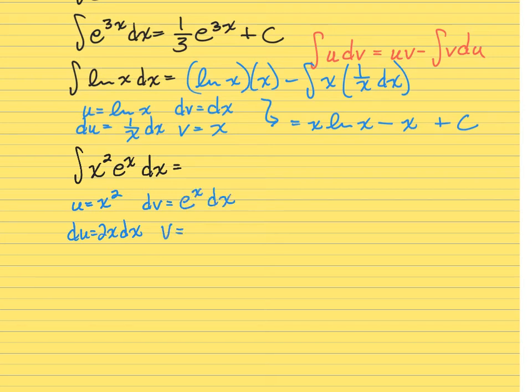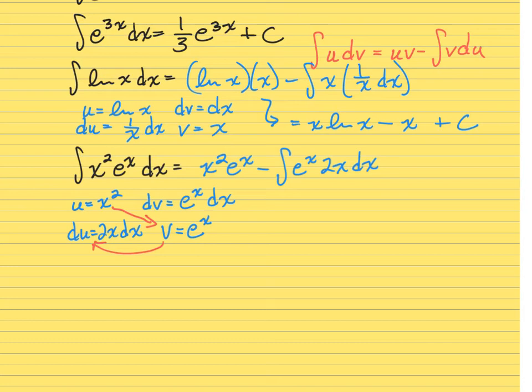And the big thing is, whatever we choose for dv, we need to be able to find its antiderivative easily. And yes, the antiderivative of e to the x is e to the x. So it's going to be uv, so x squared e to the x minus the integral of v du, all right? And so v du is e to the x, let's put it here, v du is 2x dx.